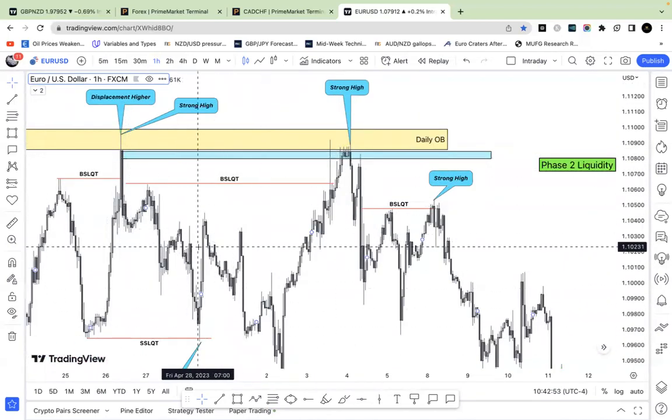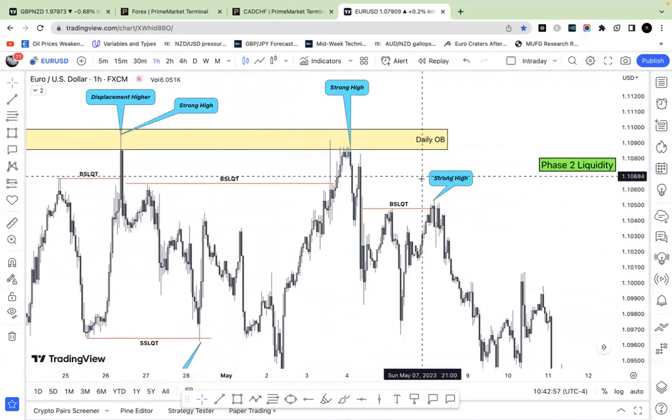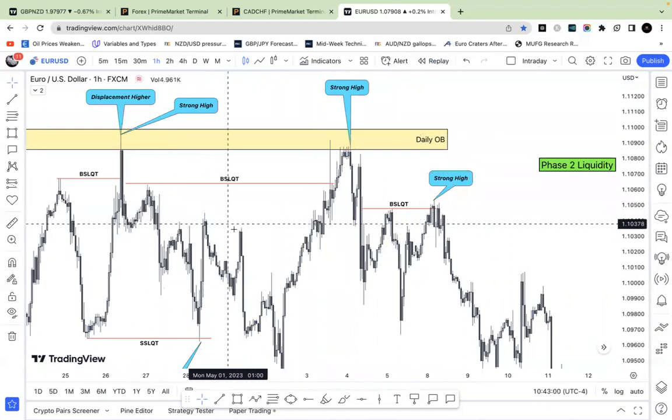Each dealing range, right? The top of each dealing range, right? Let me just delete some of these markups real quick, except for the order block. I'm going to keep the strong high, I'm going to keep the displacements, right?